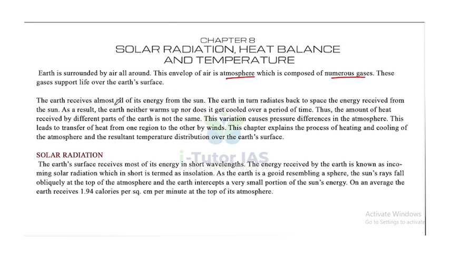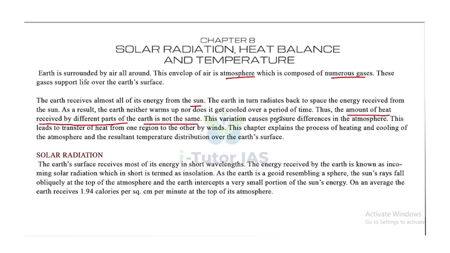The Earth receives almost all of its energy from the Sun. The Earth in turn radiates back to space the energy received from the Sun. As a result, the Earth neither warms up nor does it get cooled over a period of time. Thus, the amount of heat received by different parts of the Earth is not the same.